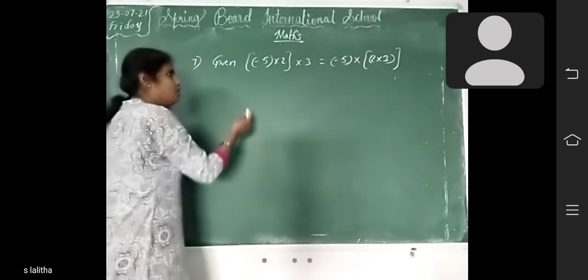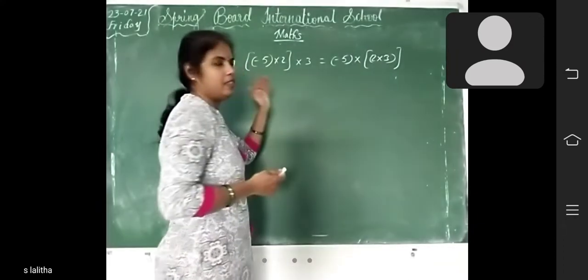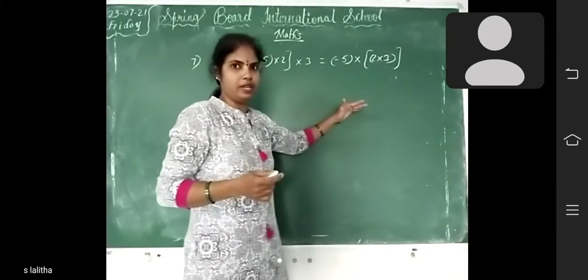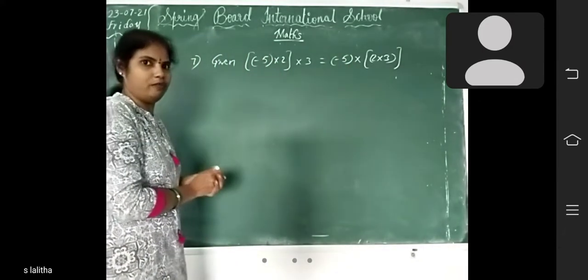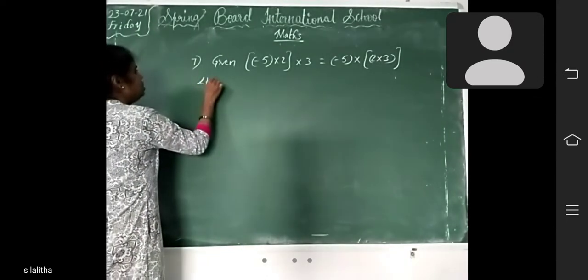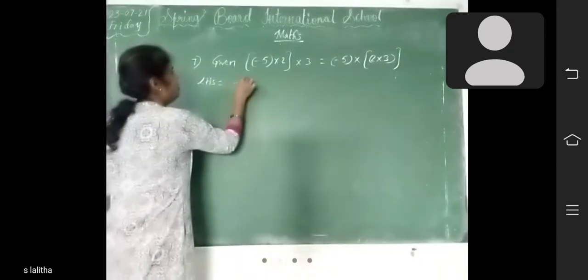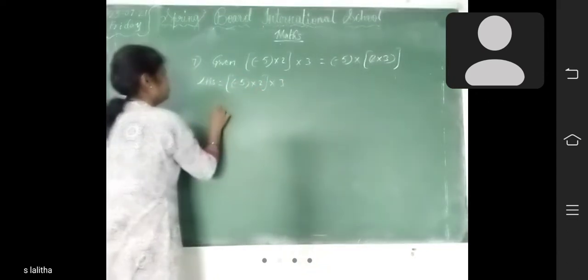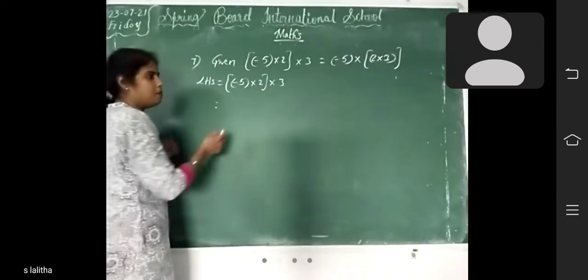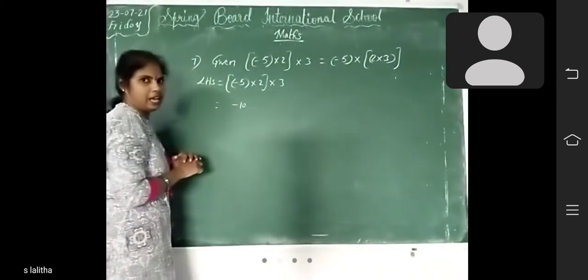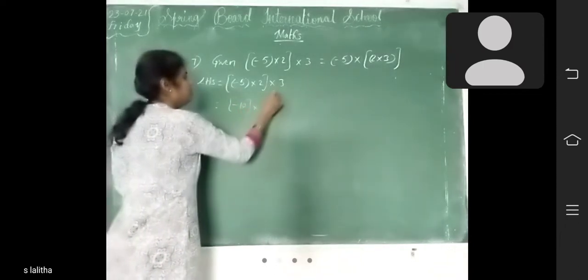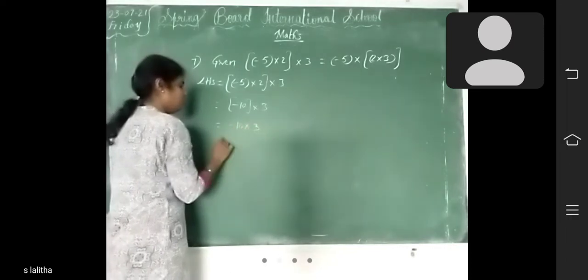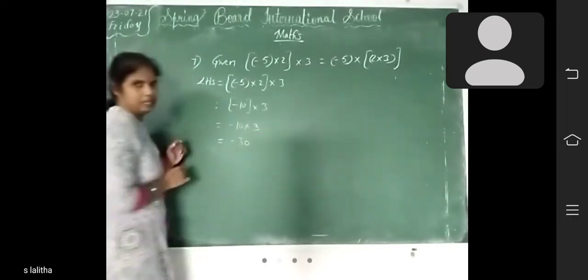Now you have to take the left hand side first and solve it. Next do the right hand side and solve it. Both are equal or not, you should verify that. So what is the LHS? Minus 5 into 2 into 3. Minus 5 into 2, how much? Minus 10 into 3. Remove the bracket. Minus 10 into 3, how much? Minus 30.